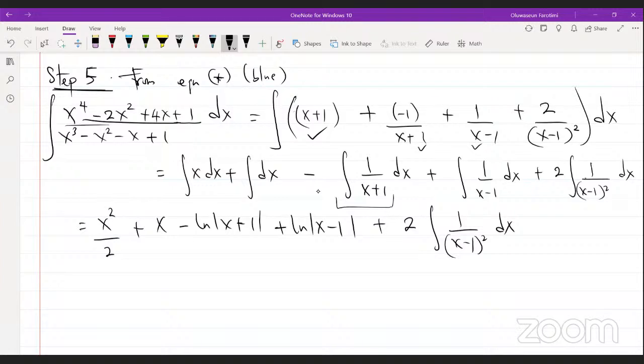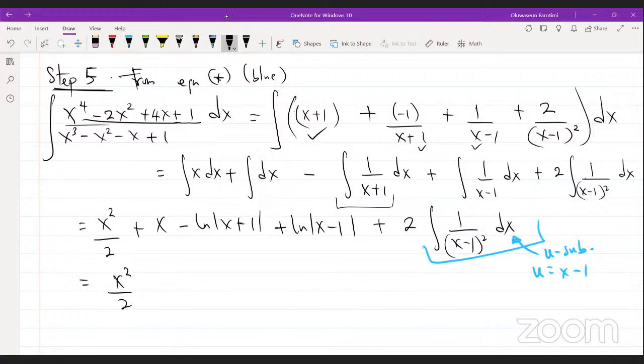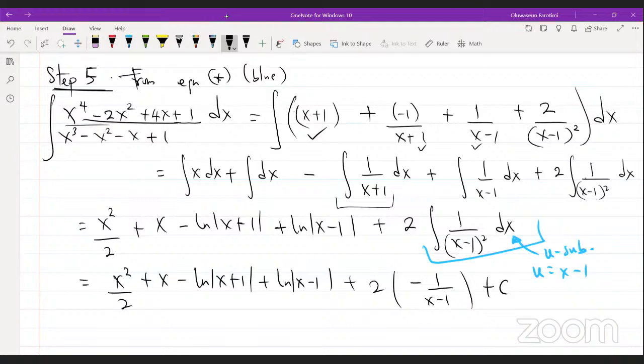But remember, how do you solve this guy? I'm not going to show you guys, but I believe it's what you can do. To integrate this guy, remember you do a u sub, u equals x minus 1. So at the end of the day, if you integrate this guy, of course, you have a 2 up front. It's going to give you negative 1 over x minus 1. Then you have a plus c.